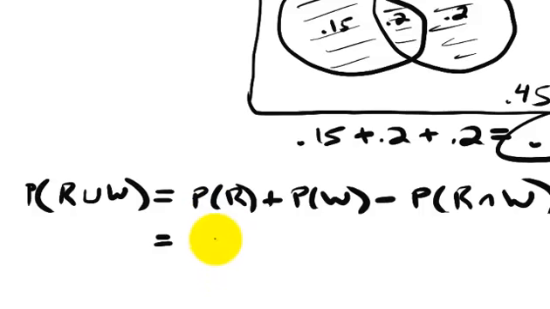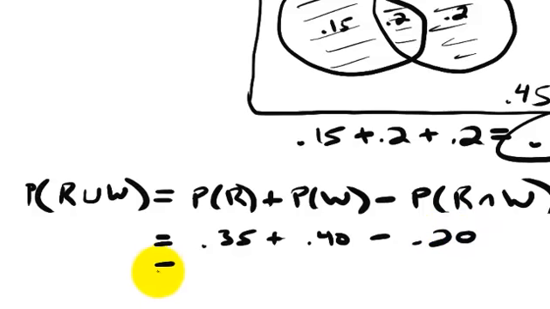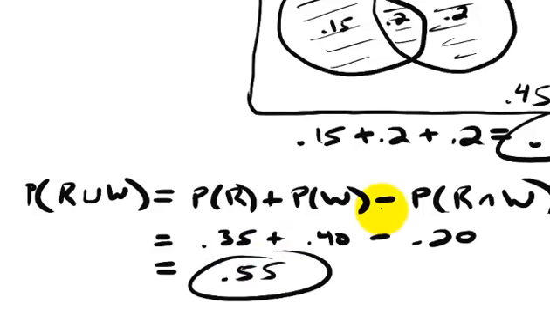Now the probability that it rains is 0.35. The probability of damaging wind was 0.4. And the probability of both was 0.2. If you add these together, this will be 0.75 minus 0.2 is 0.55. So again, we get our 0.55.